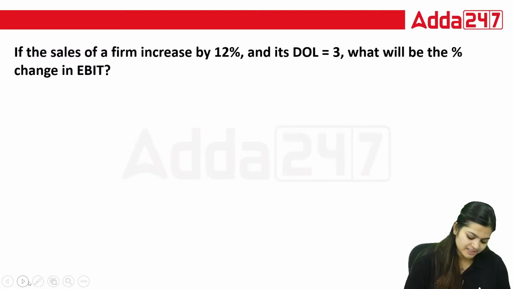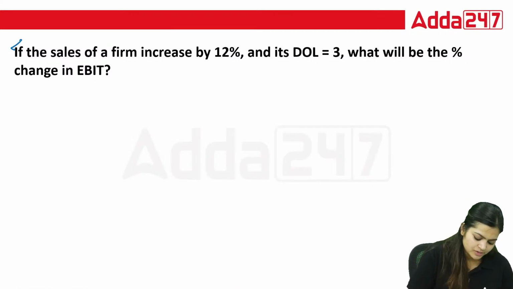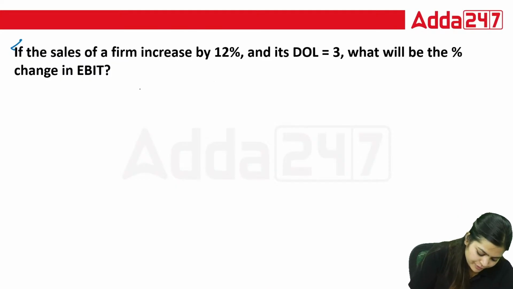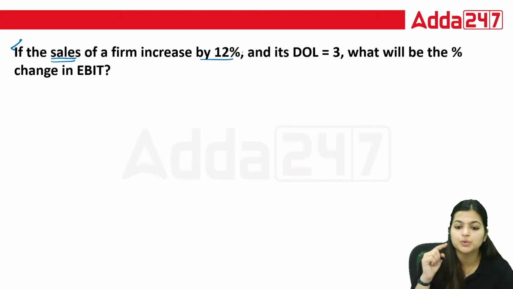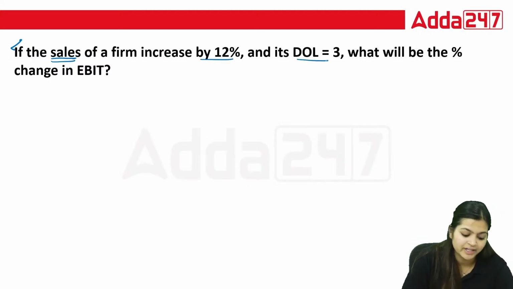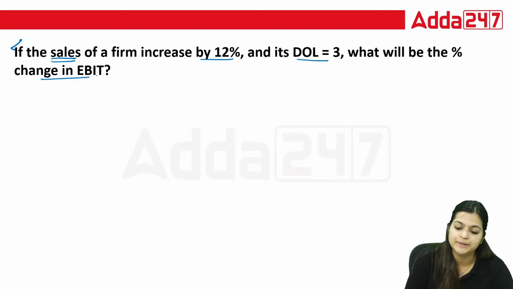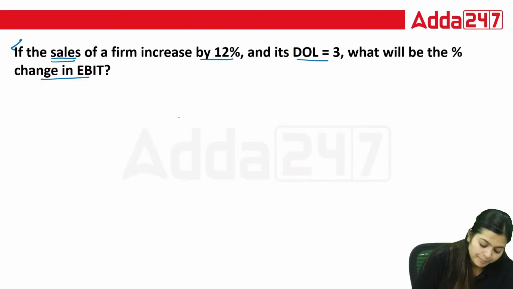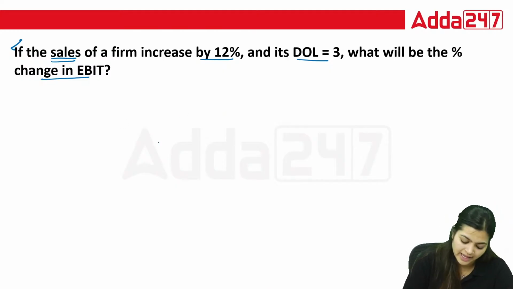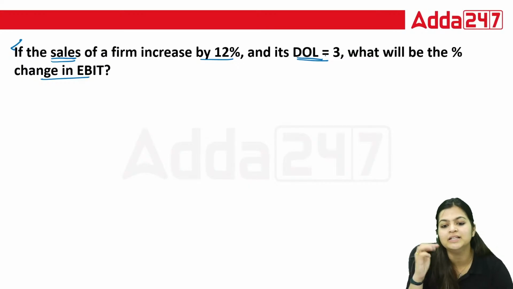Now let's solve the second one. If the sales of a firm increase by 12% and its DOL is equal to 3, what will be the percentage change in EBIT? So in this question, what they want to calculate is the percentage change in EBIT, and what they have given is DOL 3 and increase in sales 12%.